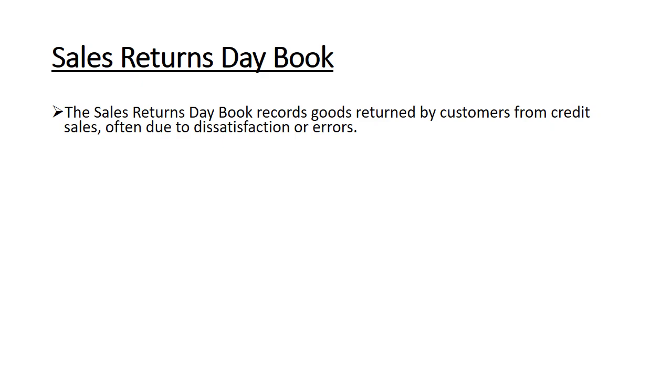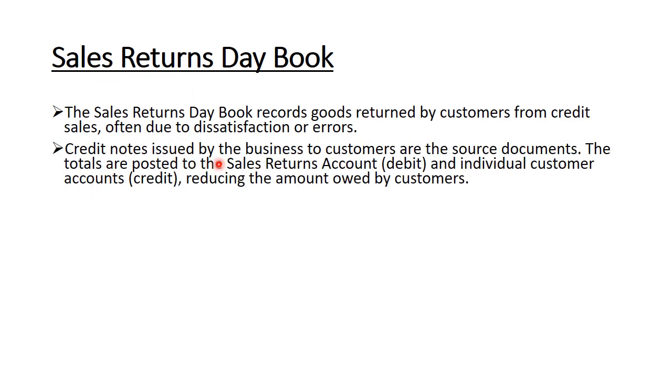The sales returns daybook records goods returned by customers from credit sales, often due to dissatisfaction or errors, which are mistakes. If the customer that you supplied goods to is not happy with your goods or there are mistakes, then they can return those goods. The transactions are going to be recorded in the sales returns daybook.